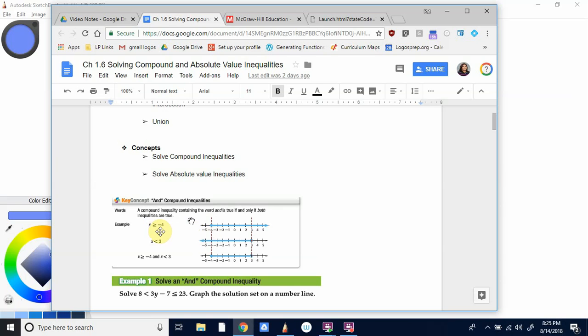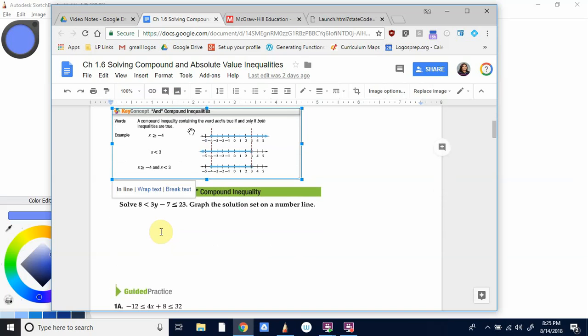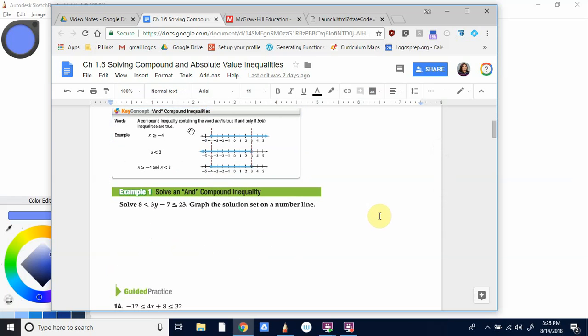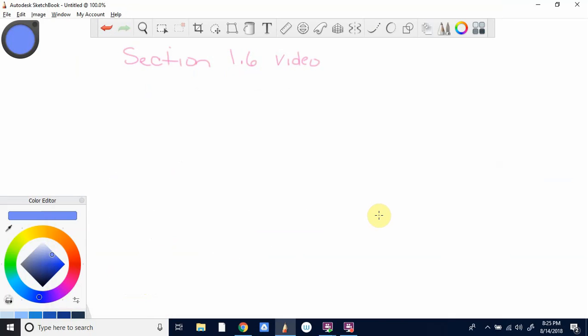Now, a compound inequality with the word and can be written two different ways, as one continuous inequality or as two separate ones. So let's look straight at example 1. Let's solve this inequality. We have 8 less than 3y minus 7 less than or equal to 23.